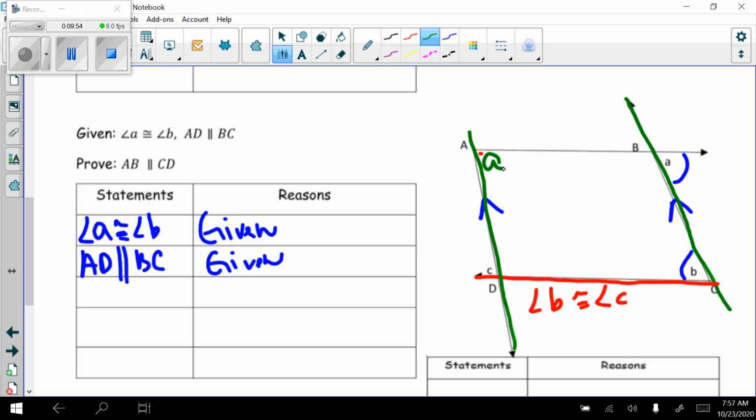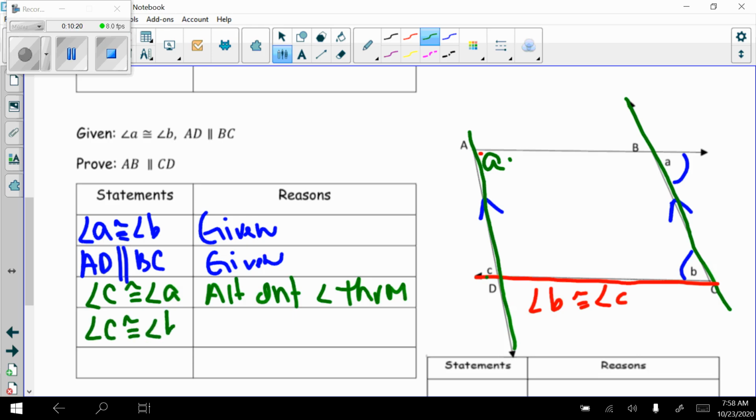So now this transversal. Since I know that these two lines are parallel, I could say angle A and angle C are congruent because they're alternate interior angles. So now I could say angle C is congruent to angle A by the alternate interior angle theorem. And now let's see, have I made a chain where I can get B and C together? I have C to A to B, so therefore I could say angle C congruent to angle B by the transitive property of congruence.